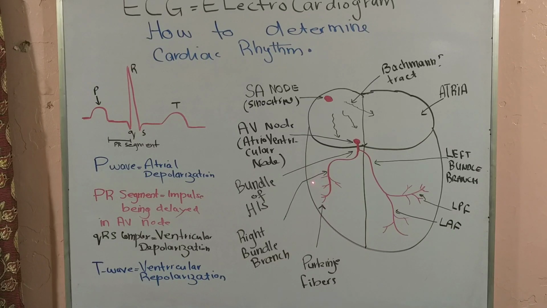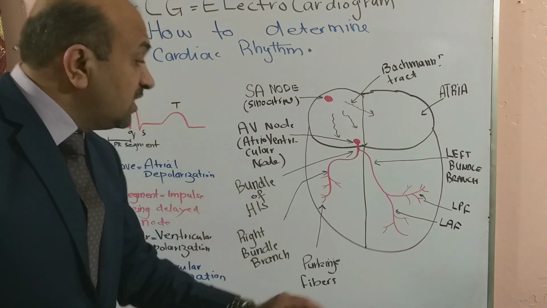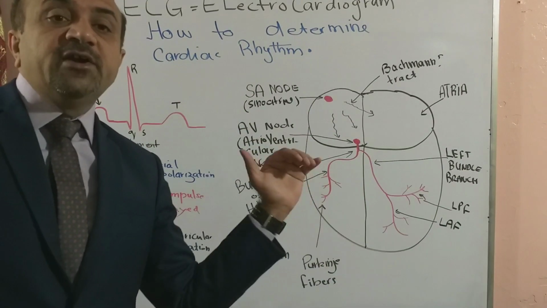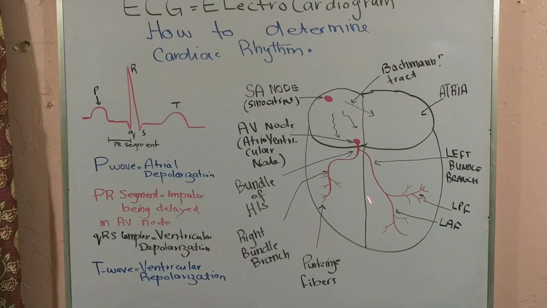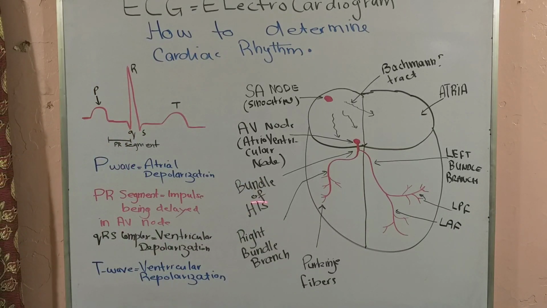Both the right bundle branch and the left bundle branch have very fine fibers on their ends which are embedded into the ventricular muscle, and the depolarization of the ventricular muscle causes the formation of the QRS complex. Now, the QRS complex is caused by the ventricular depolarization, and ventricular depolarization is followed by the repolarization of the ventricle, which is represented on the ECG paper as a T wave.